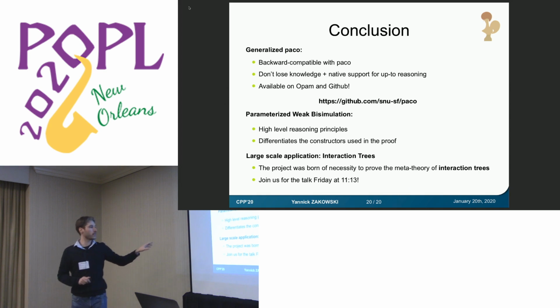And for a bit of context, it should be noted that here I presented everything over streams, but this project is born from the interaction trees project, which is a structure actually similar to the FreeSpec project that we saw this morning, which is more of a tree-like structure with potentially infinite and with silent steps. And it was to develop this meta-theory that we were interested in this kind of reasoning principle. And Leah will tell us about it on Friday if you're interested. Thank you.